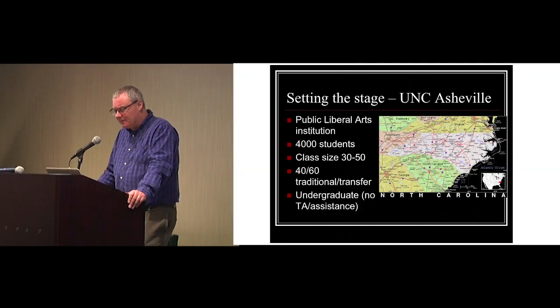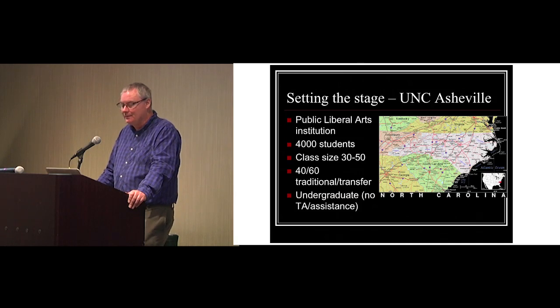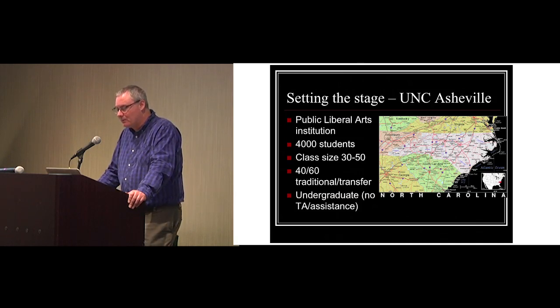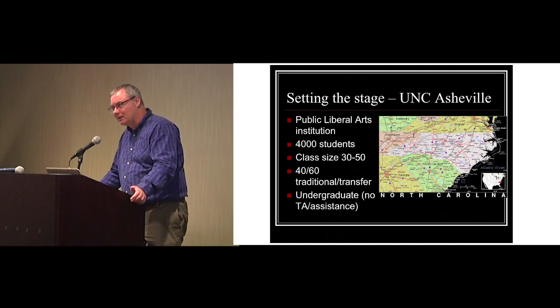To start, since not a lot of people know exactly where I'm from, University of North Carolina, Asheville is a public liberal arts institution. We've got about 4,000 students. We've grown over the last few years. Our typical class sizes are 30 to 50, and although I have used this strategy in both general chemistry and inorganic chemistry courses, I'm going to talk primarily about the general chemistry course, which I typically have 50 students in a section. We are about 40 to 60% traditional students and transfer students, so I have a fairly wide range.